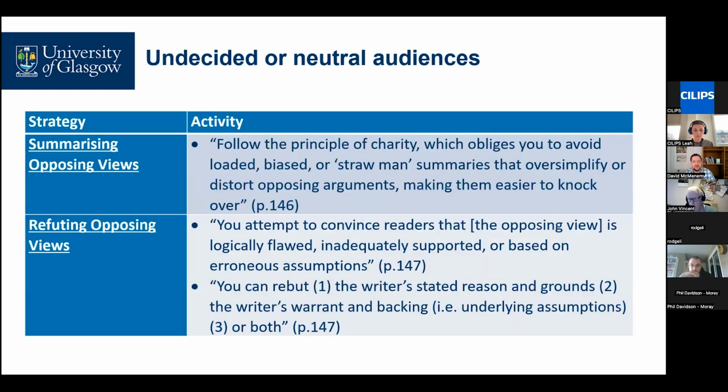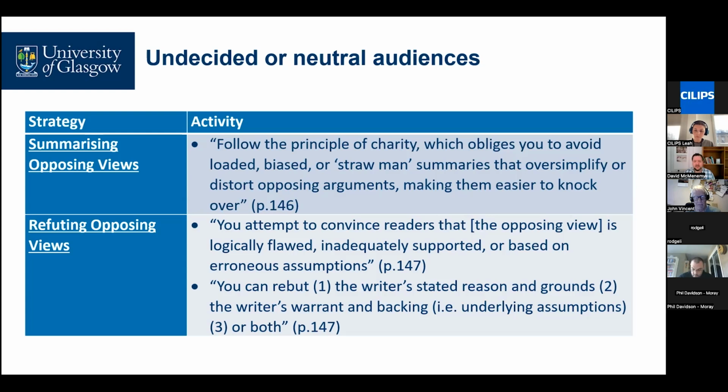But again, I've pulled from the materials my summary of how this might work within practice. So the quotes are directly from Ramage, Bean and Johnson book. So in terms of summarising opposing views, this is something that can often get us into trouble, because often we might see an objection as being someone who's diametrically opposed, when actually the objection is something that could be countered. So their advice is follow the principle of charity, which obliges you to avoid loaded, biased or strawman summaries that oversimplify or distort opposing arguments, making them easier to knock over.